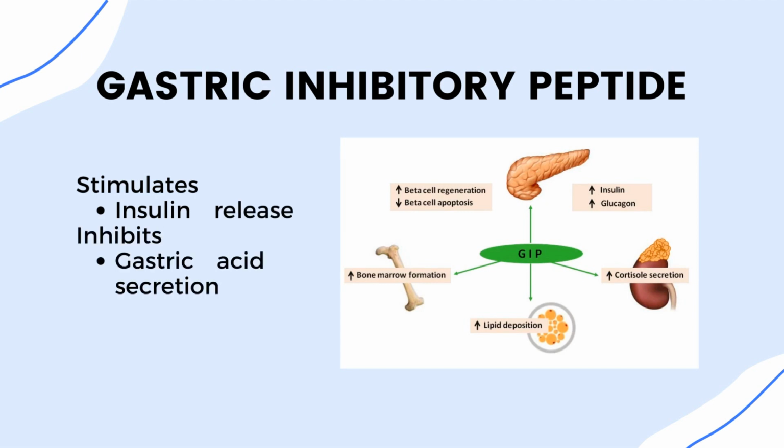The stimulus for the release of gastric inhibitory peptide are proteins, fats, and carbohydrates. Gastric inhibitory peptide is secreted in the K cells of the duodenum and jejunum. Its function is to stimulate insulin release and inhibit gastric acid secretion.